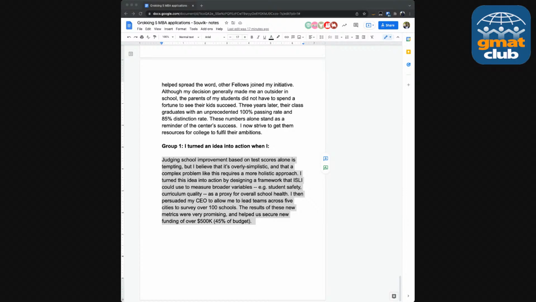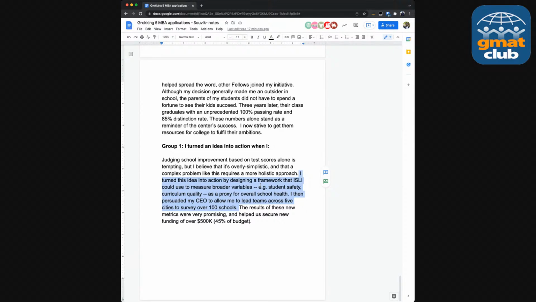As you can see, the first sentence here is just the headline and the context, right? So I was trying to establish stakes. I was trying to establish what the example is going to be about. And then my entire second and third sentence is all about my action. I talked about turning this idea into action by designing this framework. I brought in other variables.